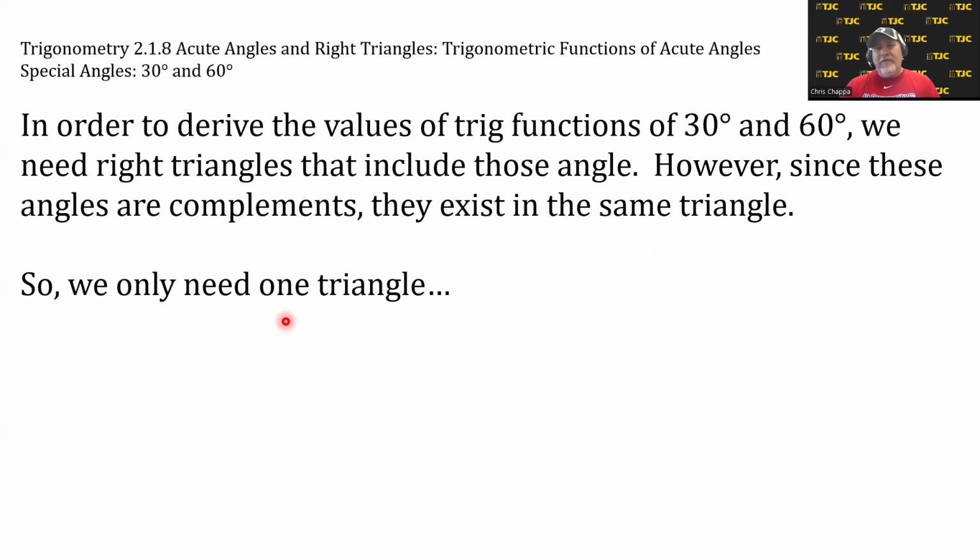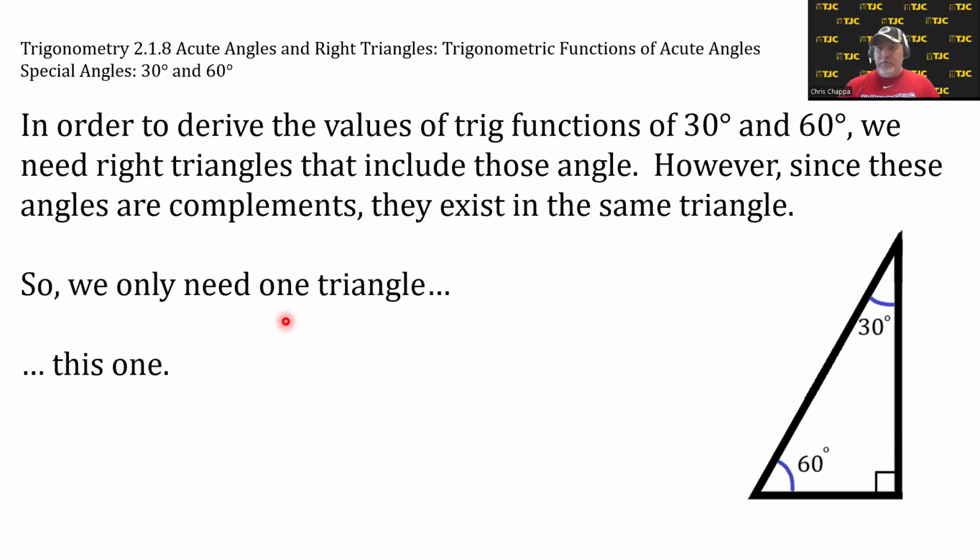In order to derive the values of trig functions of 30 degrees and 60 degrees, we need right triangles that include those angles, plural. However, since these angles are complements, they exist in the same triangle. So we only need one triangle. This one with a 30-degree angle and a 60-degree angle. It doesn't have to be oriented this way, but it looks like this or that, depending upon how the video is showing.